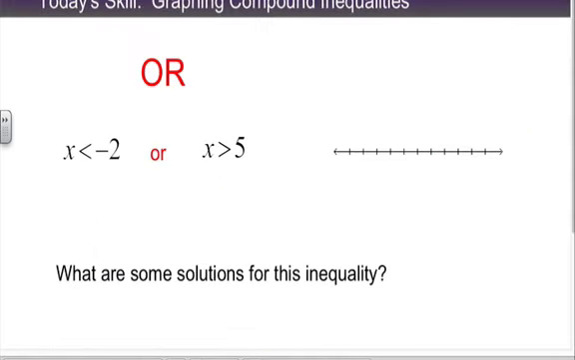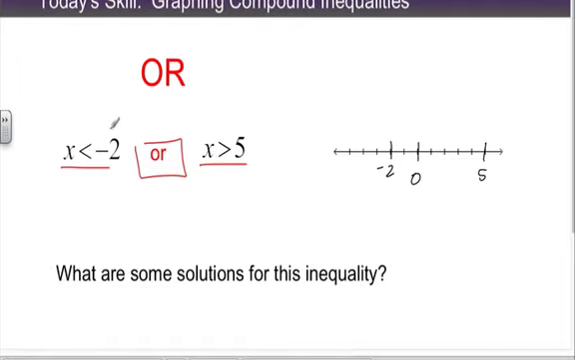OR is always going to have the word OR in it. We can't write it as a single inequality like we did in the previous examples where we just had that one statement. Here we have to have two different statements. So here in this example we have x is less than -2 or x is greater than 5. So if we looked at our number line, let's say here's 0, here's -2, and then 1, 2, 3, 4, 5. Okay, barely fits. Here's 5.